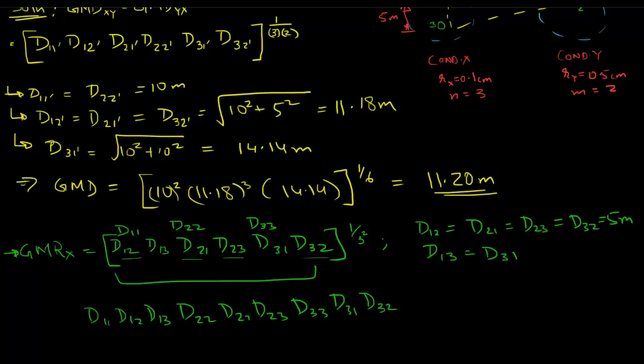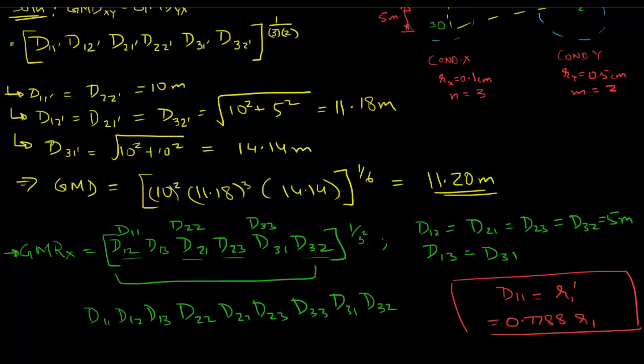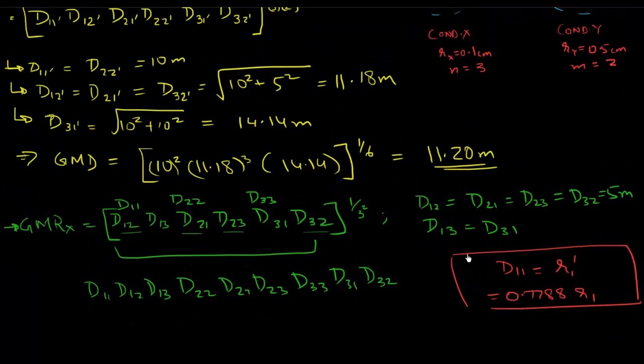Where d1 of 1 is nothing but r1 prime, which is 0.7788 times r1. We remember that? So that's what I missed. So let's account for that here as well. So let's cancel this out. So disregard this.